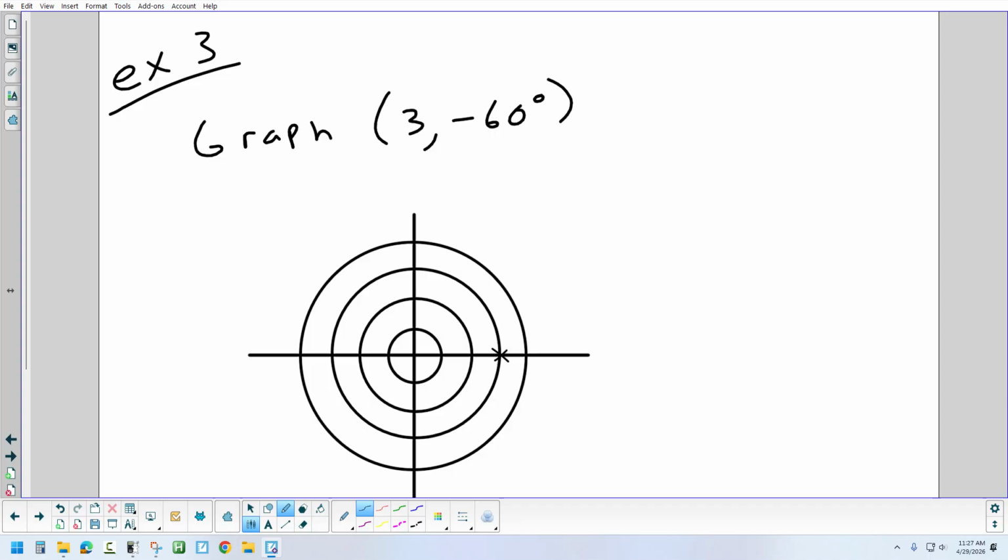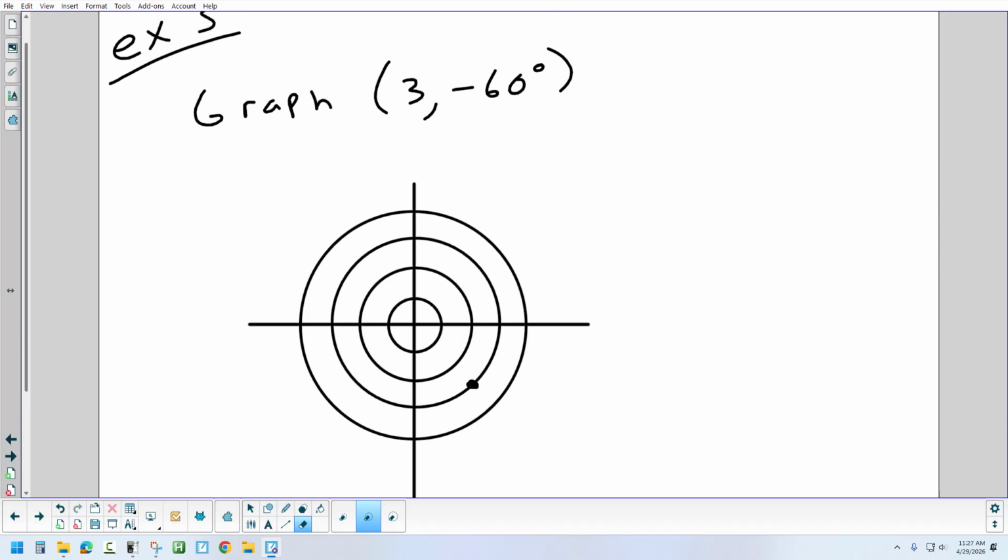And now, how many degrees are we going to rotate? 60. Which way? Clockwise. So that's 60 degrees. That's 2/3 of a quadrant, because a whole quadrant is 90. So 60 degrees, go halfway, and then go a little bit more. Again, with the grid lines, it'll make it a little easier, but that's about where you want to end up. 3, -60. Any question on that one?